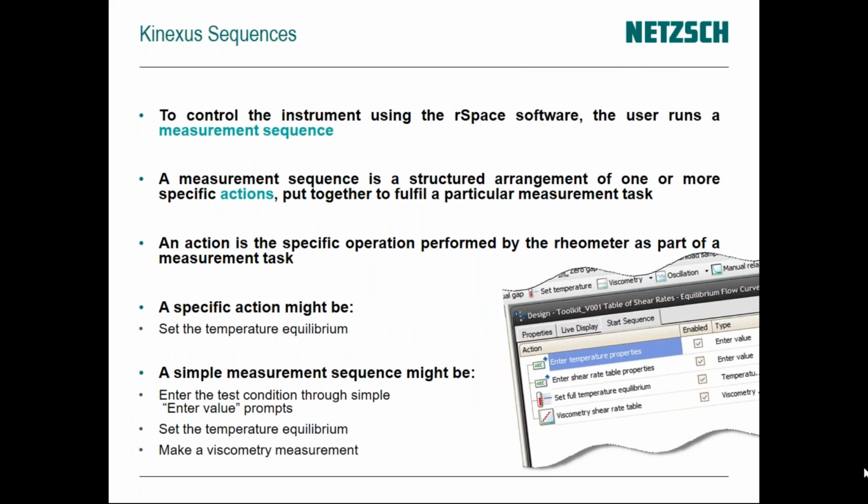So you can run one of these measurement sequences. They're very easy to do. As you see on the right-hand side here, we have a sequence. It usually has 3 tabs: properties, live display, and start sequence. In the start sequence, these are the actual actions that do things. There's one here that says set full temperature equilibrium. That's going to tell the instrument to set the temperature and wait for thermal equilibrium. Then we're going to run a viscosity shear rate table afterwards. So that will be for thermal equilibrium and then a viscometry measurement.